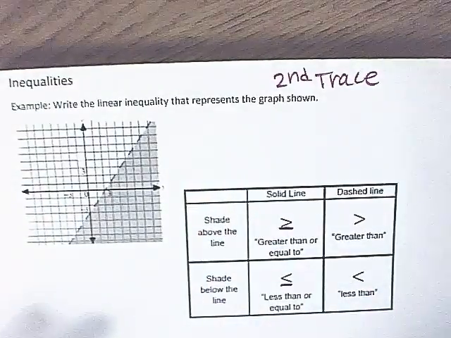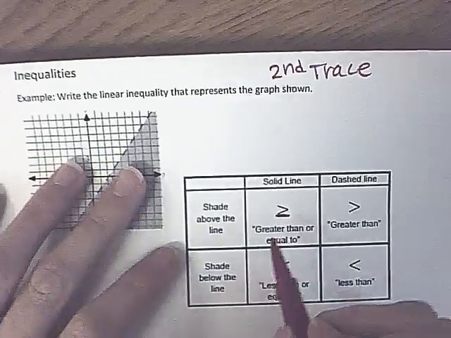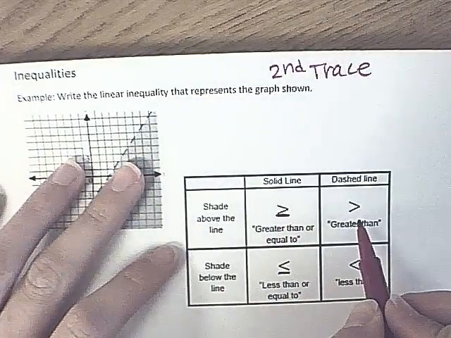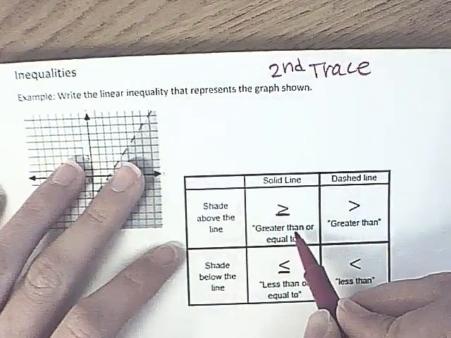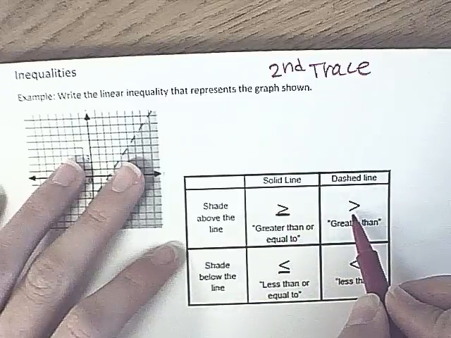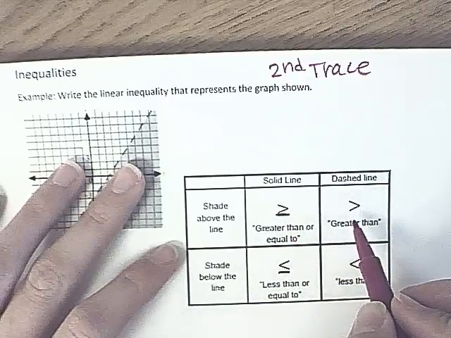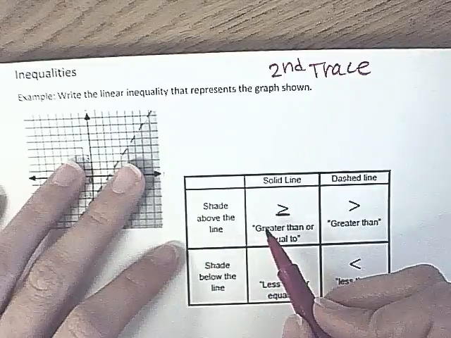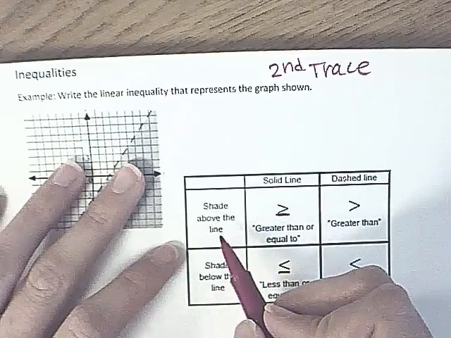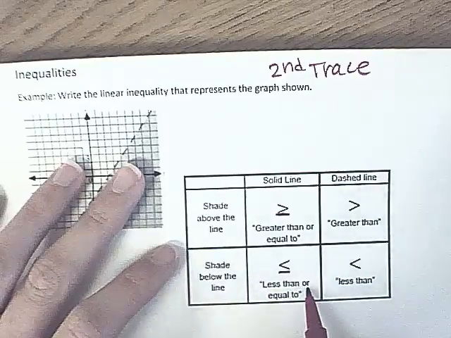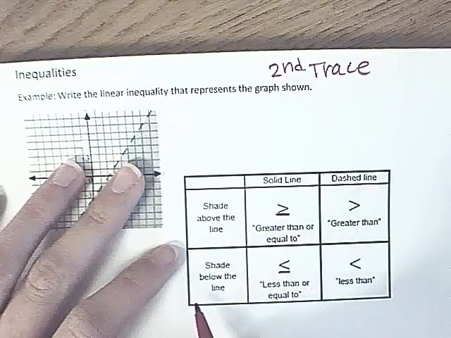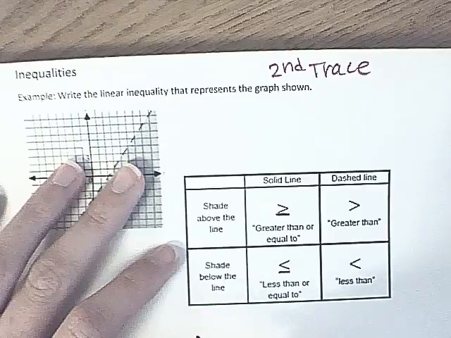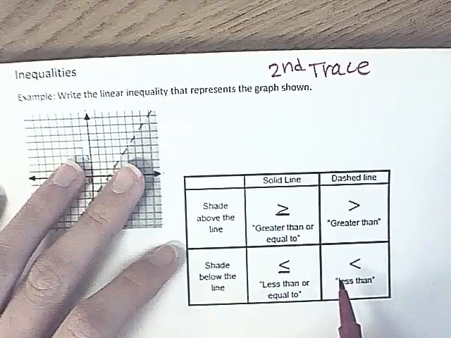Now look at it from the other perspective, the one about shading. If it's greater than or equal to, and I pointed the wrong direction, excuse me, greater than or equal to or greater than, that means I'm going to shade above. Think about that. Above means greater. Above means more. Greater means more. That should really kind of be able to stick in your head that way. If I have less than or equal to or less than, I'm going to shade below, because below means not as much, just like less means not as much.